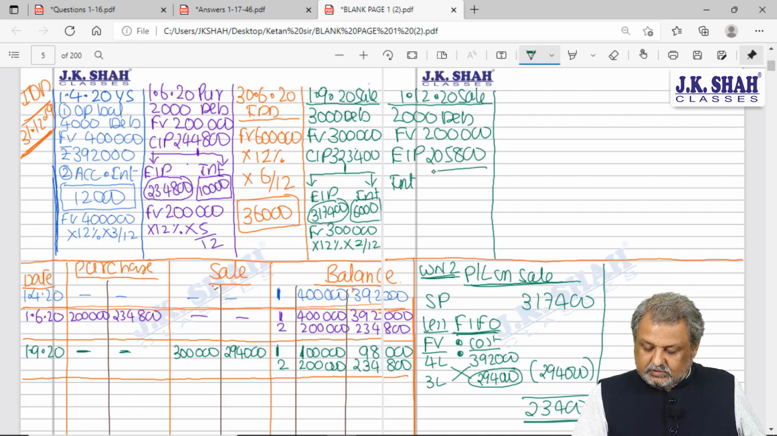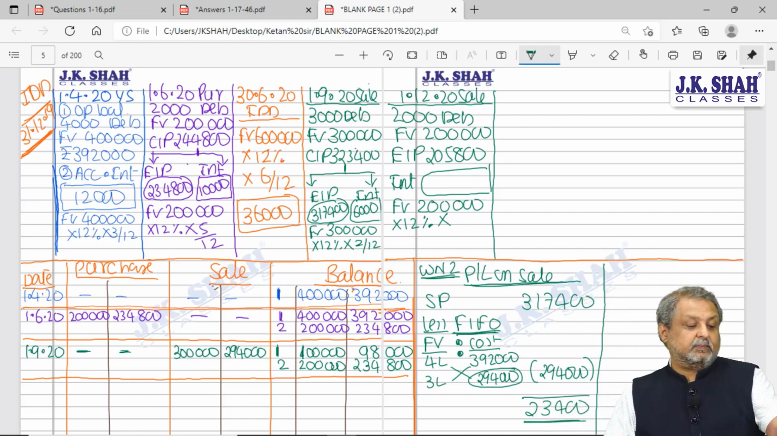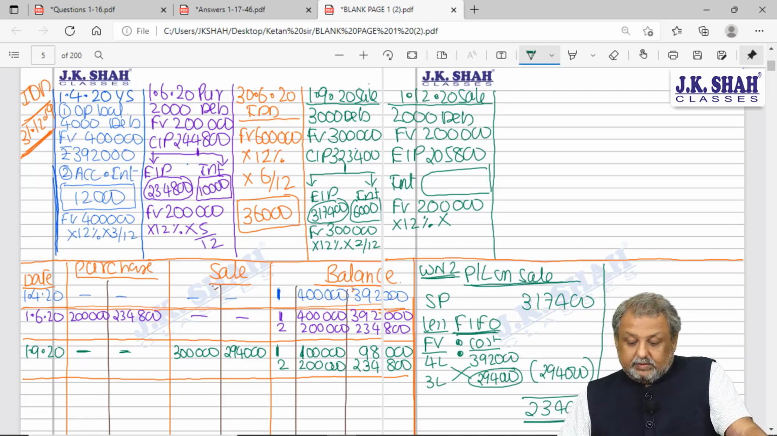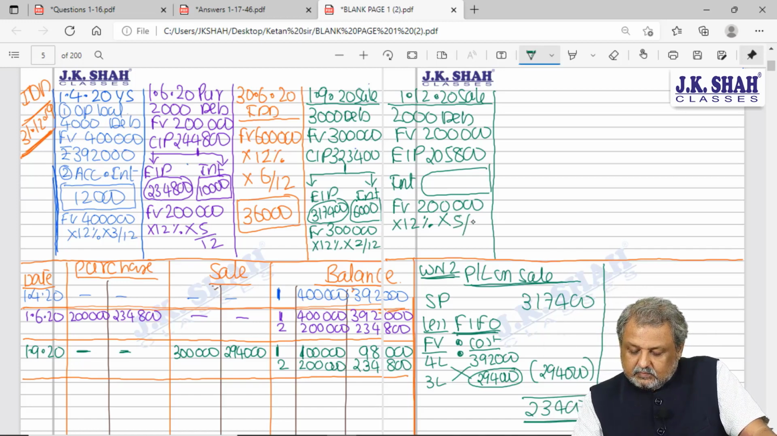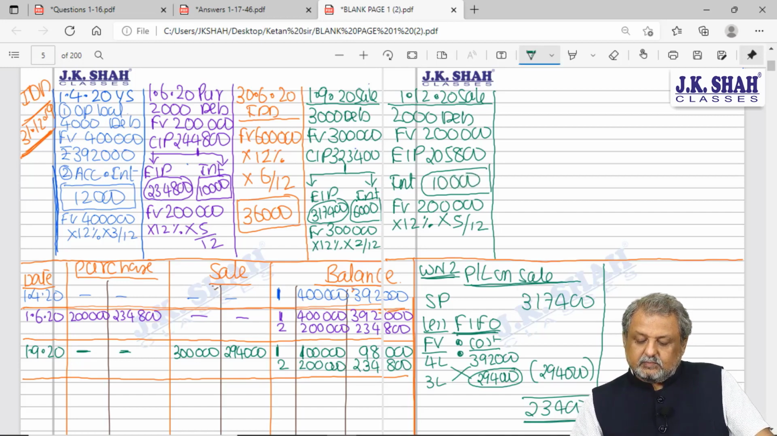So interest: face value 2 lakhs into 12% into how many months interest? From June to 1st December, 5 months. So 2 lakhs into 12% divided by 12 into 5, 10,000 is interest.